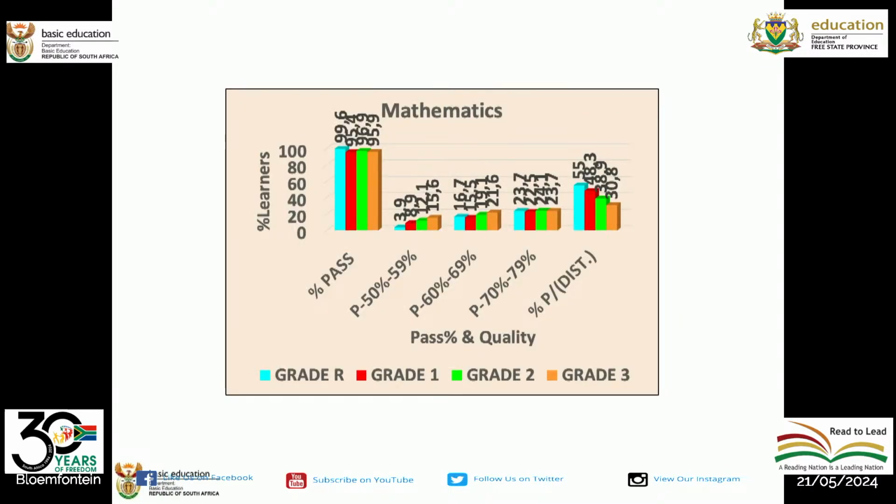You will see that in grade R, these are the results. All the children on this slide are sitting in grade R on the far right with distinctions. 55%, 48%. The red is grade 1, the green is grade 2, and the amber is grade 3. So you see the performance of children in the system, but they are doing extremely well. Next slide.